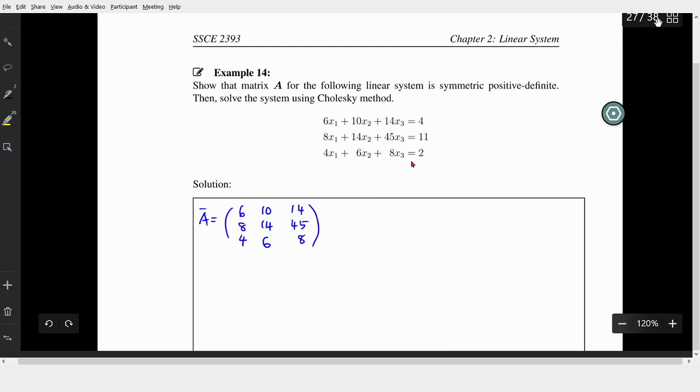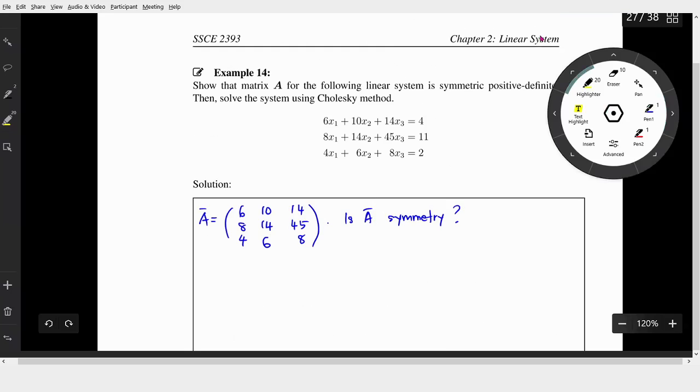First, we need to check. A must be symmetric, because the name is symmetric positive definite. So first of all, A needs to be symmetric. Is A symmetric? Yes or no? Is A symmetric?